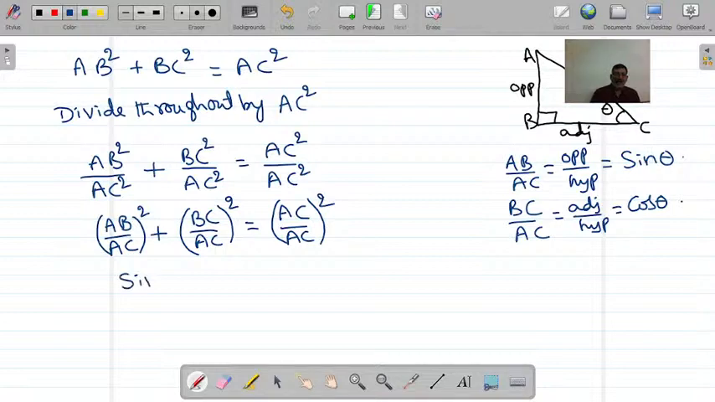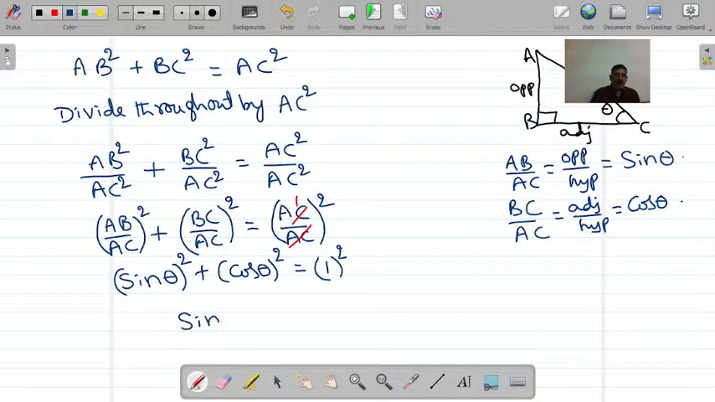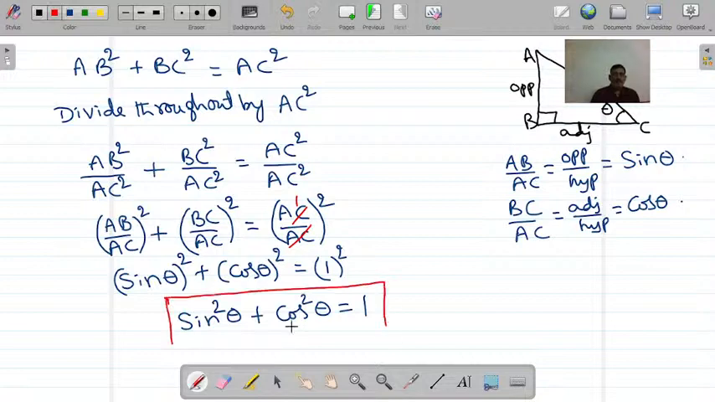Then I get sine theta whole square plus cos theta whole square. Of course, we know that AC divides AC one time. That is 1 square. So from this now I can say sine theta whole square is sine square theta plus cos theta whole square is cos square theta equal to 1. Actually, this is your first trigonometric identity. This is what we discussed.